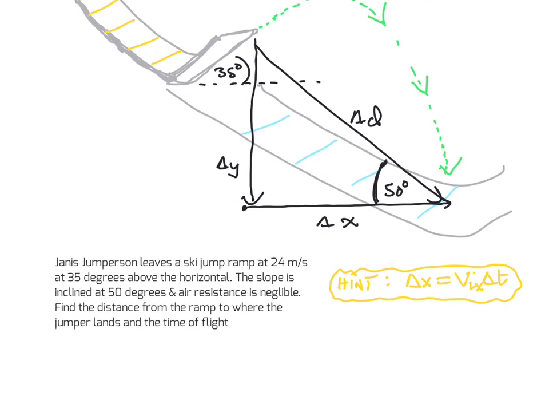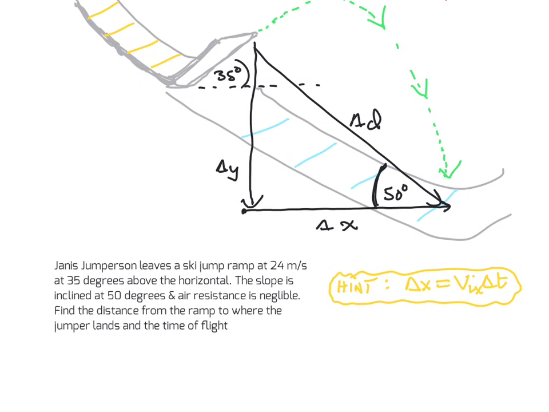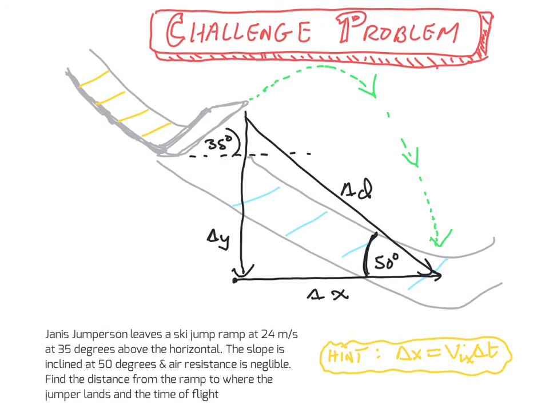So the problem is Janice Jumperson leaves a ski jump ramp at 24 meters per second at 35 degrees above the horizontal. The slope is inclined at 50 degrees and air resistance is negligible. So we've taken into account that this slope that Janice is going to actually land on, that the angle is 50 degrees. Find the distance from the ramp to where the jumper lands. So if the jumper lands along the slope here, it's that distance between these circles.